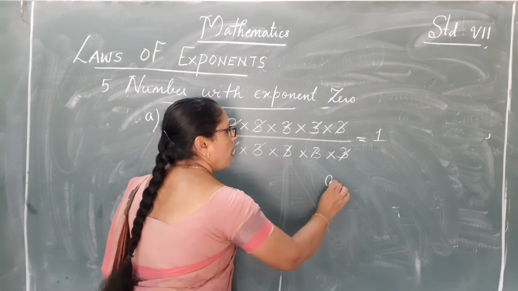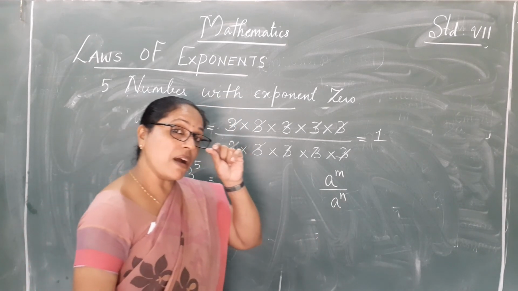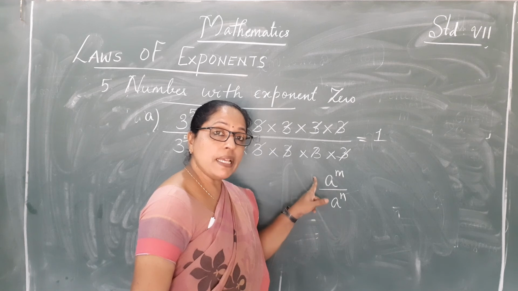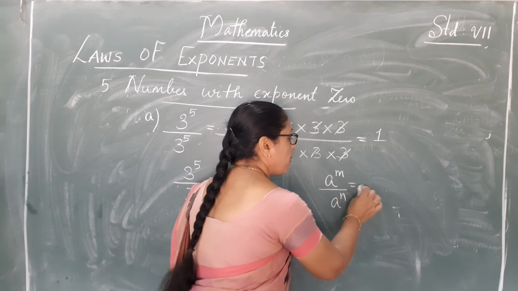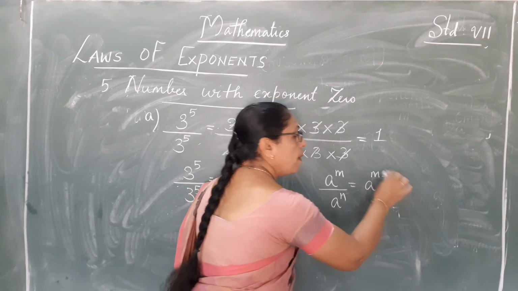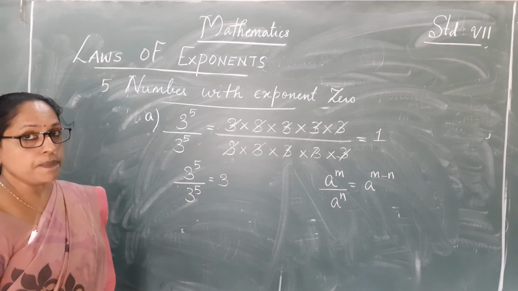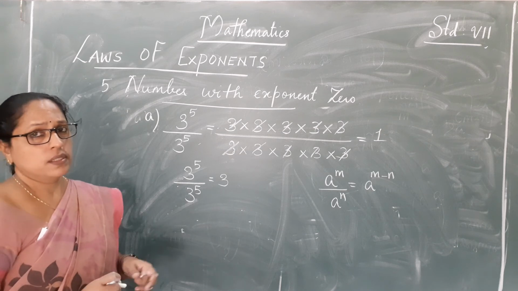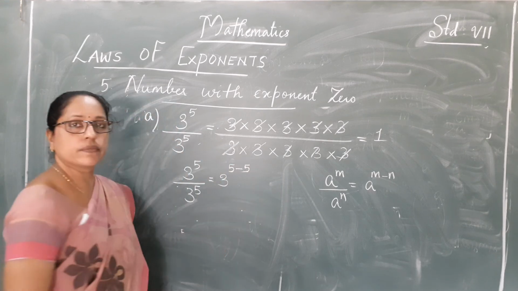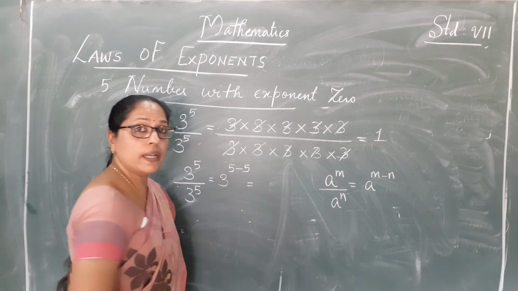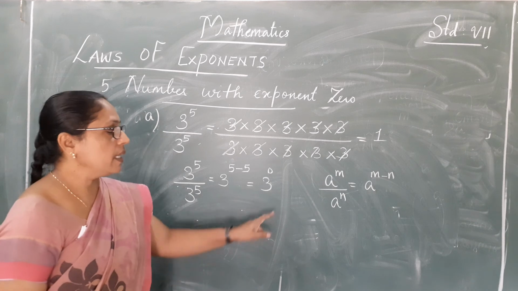What is second law? A raised to m divided by a raised to n. Dividing the powers with the same base. When bases are same and we are dividing the powers, what we have to do? Subtract the powers. A raised to m minus n. So we can apply that here. 3 raised to, now what comes? 3 raised to what? Use the law and tell. Yes, 3 raised to 5 minus 5. Right? What is 5 minus 5? 0. So 3 raised to 0.